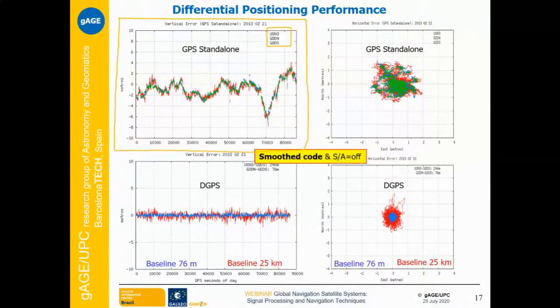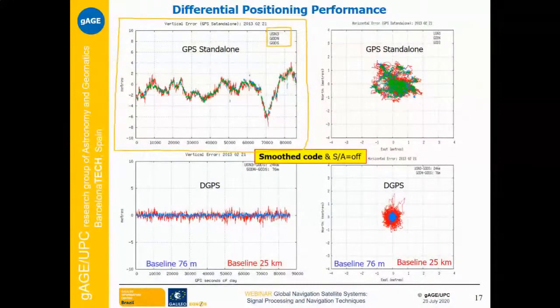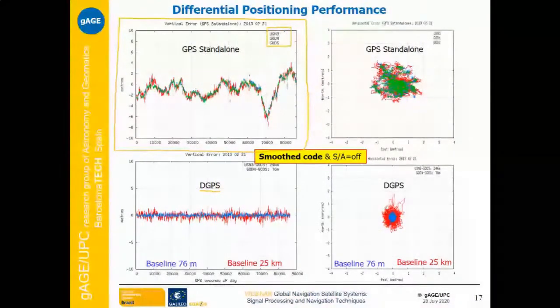And this is the idea that we highlighted before, that there are these errors affecting the measurements. They are common. We can see it in the standalone position. So we can take benefit of that in the bottom plots. We can see that by applying these differential corrections, the pseudorange correction and the range rate correction, we can improve a lot the positioning.